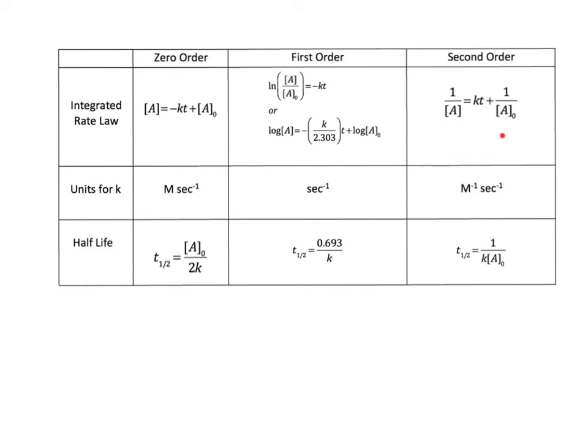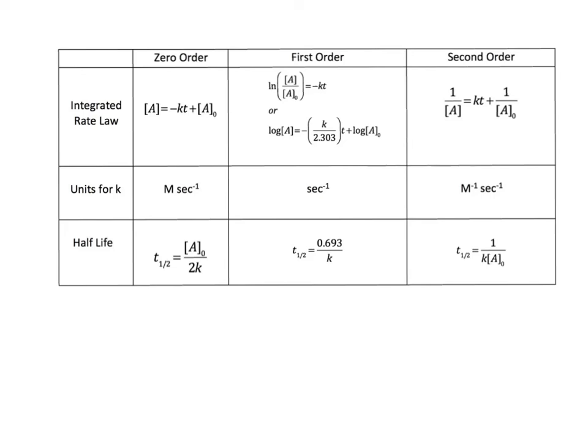This one is second order, and here you're plotting 1 over A versus t. You want to see if you get a linear relationship. Here it's A versus t, and over here it's log of A versus t. So there'd be different graphs that you would do.